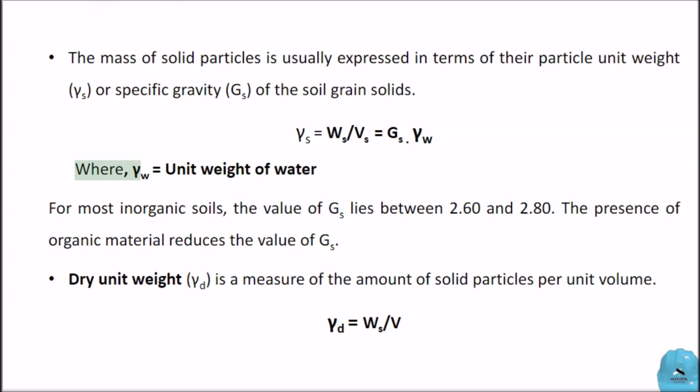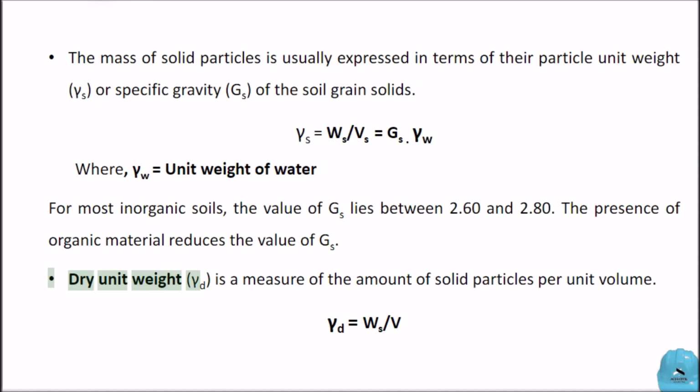For most inorganic soils, the value of Gs lies between 2.60 and 2.80. The presence of organic material reduces the value of Gs.